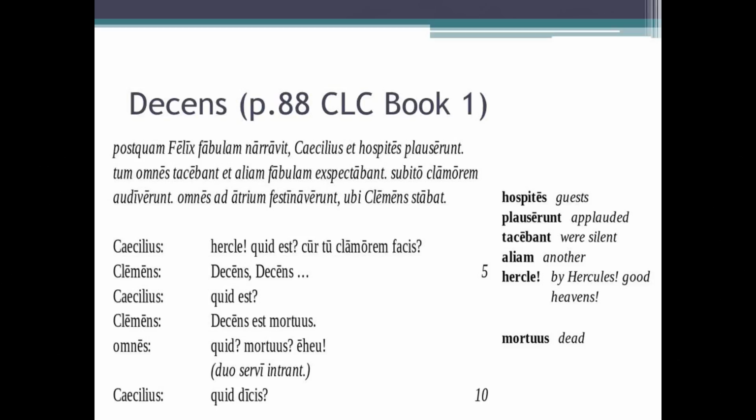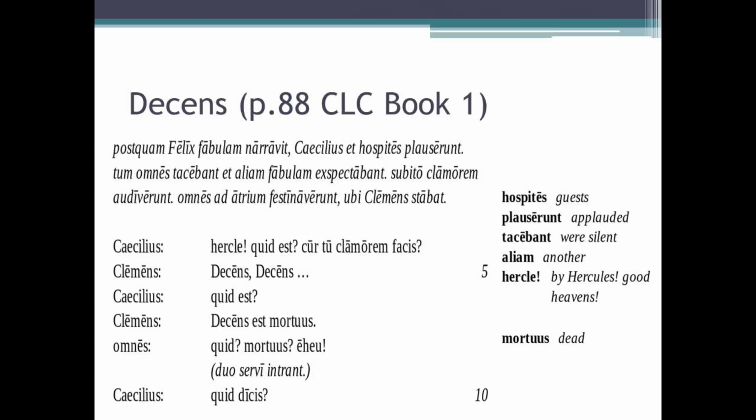Omnes ad atrium festinaverunt, ubi Clemens stabat. They all hurried to the atrium, where Clemens was standing. Caecilius: Hercule, quid est? Cur tu clamorem facis? Good heavens, what is it? Why do you shout?